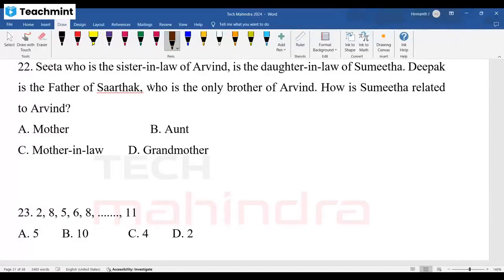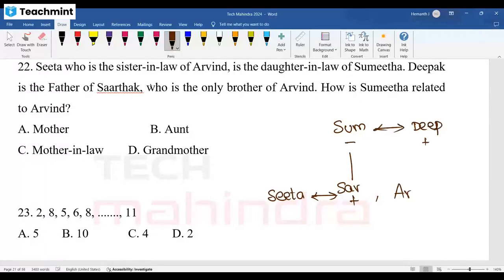Sita, who is the sister-in-law of Aravind, is the daughter-in-law of Sumita. So Sita is daughter-in-law of Sumita. Sumita's daughter-in-law means son's wife is Sita. Sita is sister-in-law of Aravind means brother's wife. Aravind's brother is someone's wife. Okay, Deepak is the father of Sarthak. Sarthak is the only brother for Aravind. So Sarthak here, and Deepak is the father of Sarthak. So this is the scenario. How is Sumita related to Aravind? Sumita is nothing but mother to Aravind.